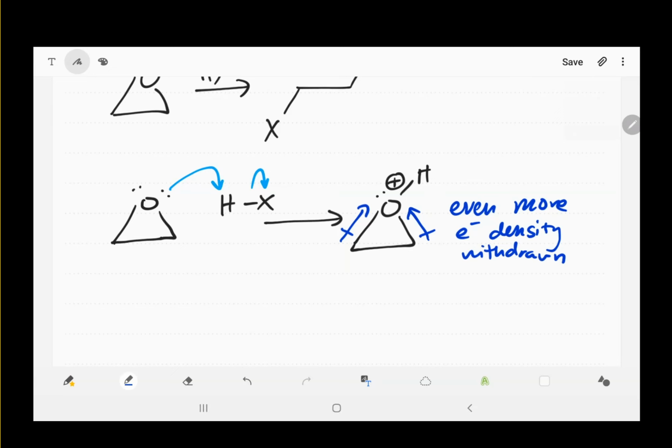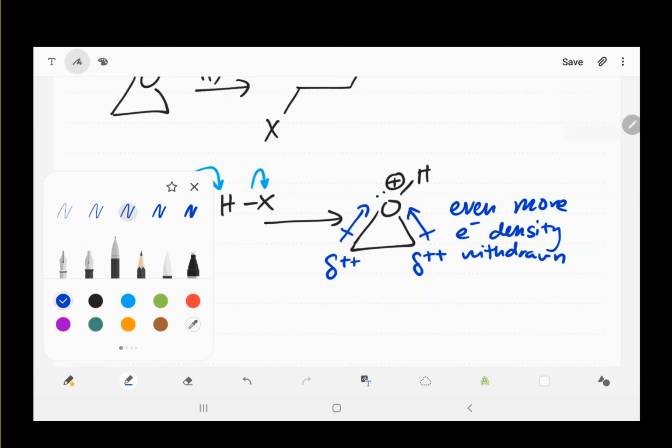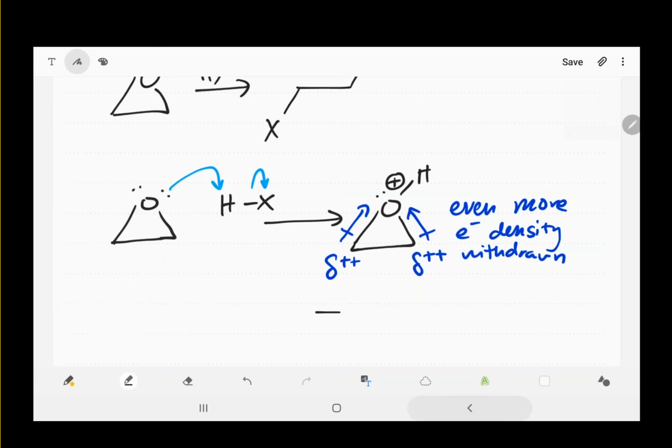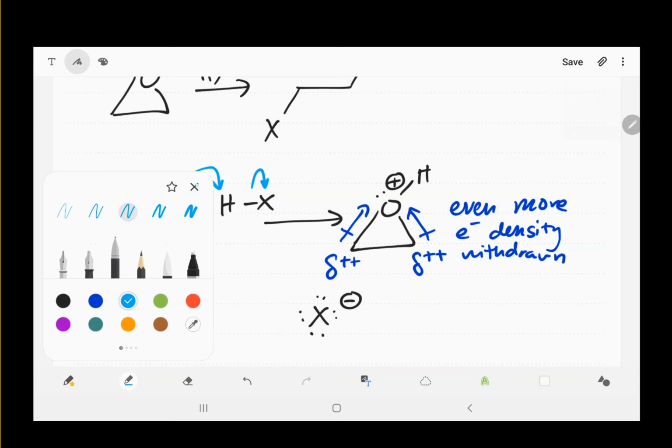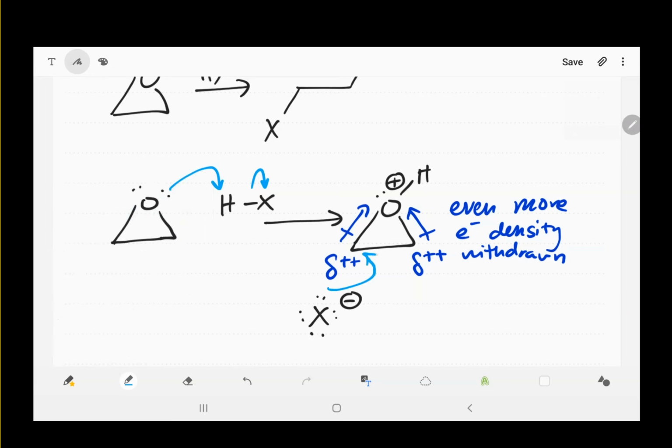So lots of electron density. So these become super partially positive, because that oxygen is like, I'm positive, I hate being positive, I'm going to be sucking up extra electron density. And here is our good friend halogen X, which is going to go ahead and come on in and pop open our ring.